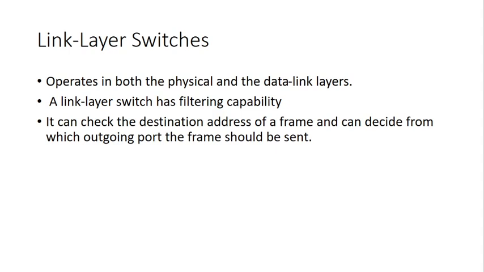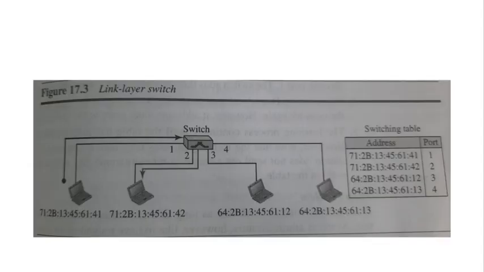A link layer switch has a filtering capacity, which means that it can check the destination address of the frame, and it can decide from which outgoing port the frame should be sent, which is not the case with the hubs. This is an example of a switch.